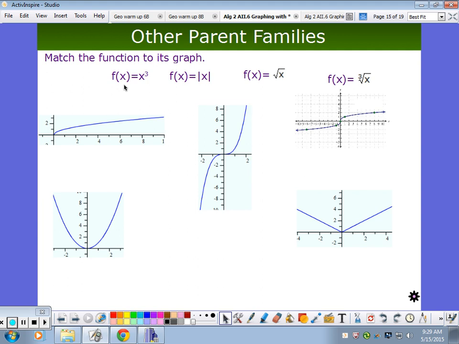Which one of these is x cubed here? If I'm going to move this guy, where is that? Tell me where. Here? This one. Oh, okay. How about absolute x? Where does he go? Oh, here he is. Square root x, square root x.